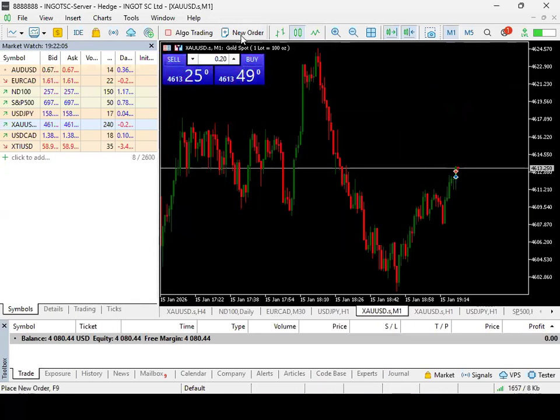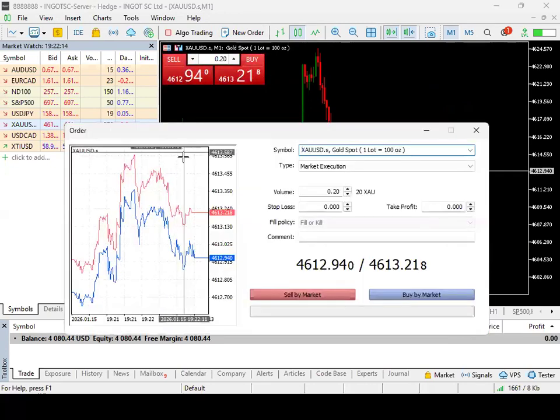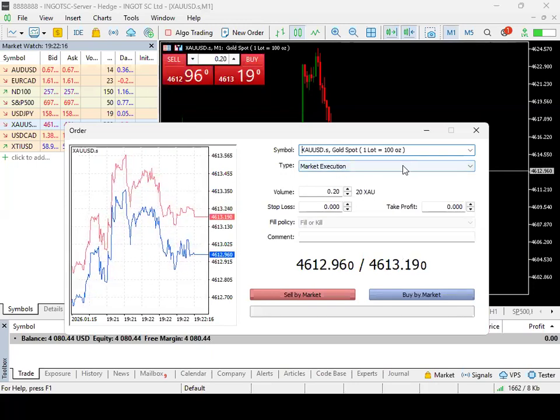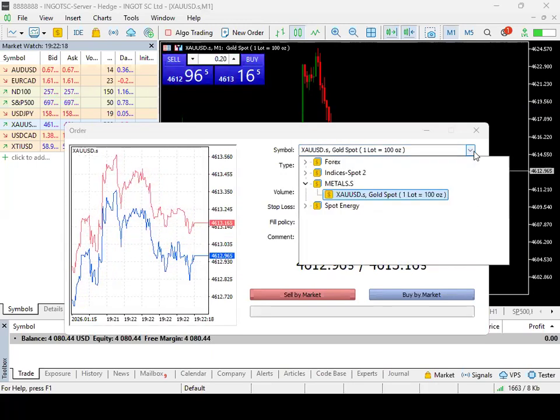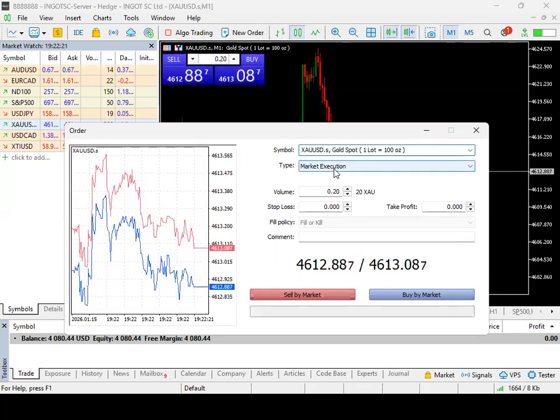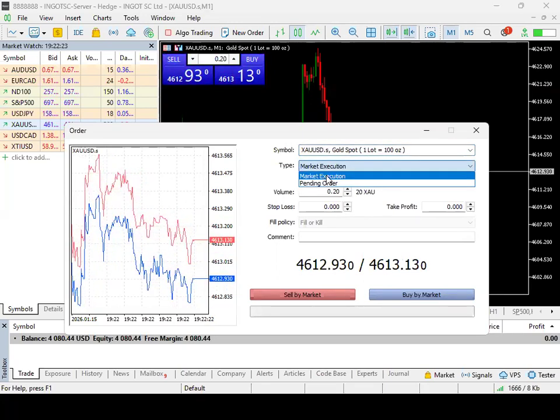Or you can come here to new order. You can see over here, there's a new order. And when you click new order, you'll have a page like this coming out. This is a new order. Now with this page, you can choose the symbol that I'm trading over here. I want to do the type of order, this is a market execution.